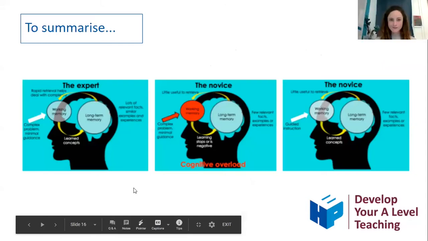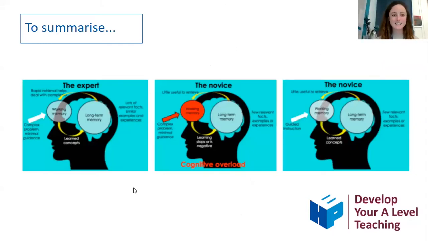So just to summarize, as experts, when we gain a new piece of knowledge, we attach it to existing facts that we have. We attach it to existing experiences. We attach it to existing examples. We don't need to go through a step-by-step process. However, novice learners, they do.